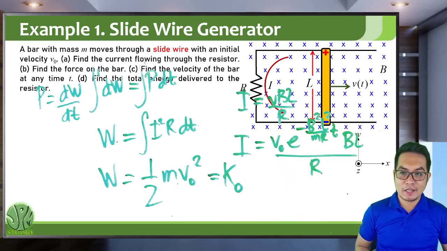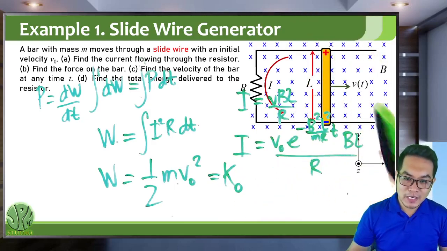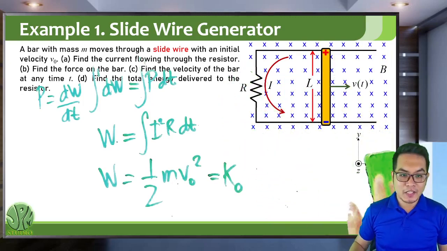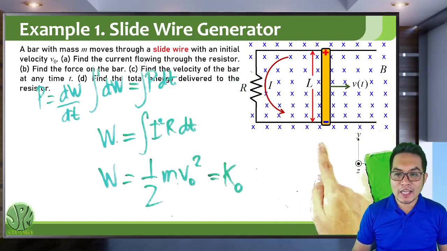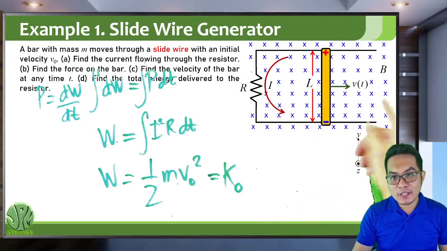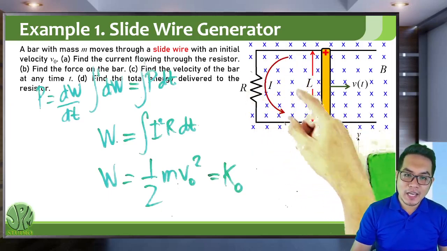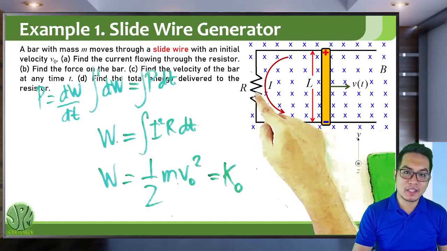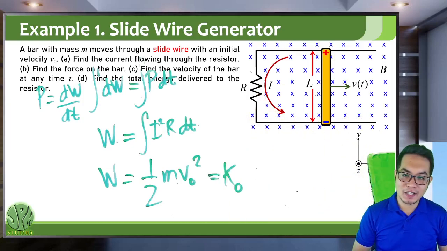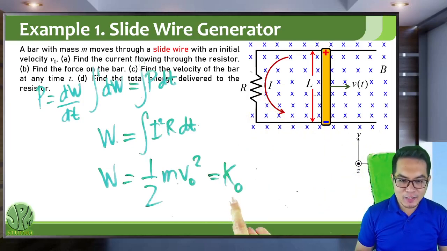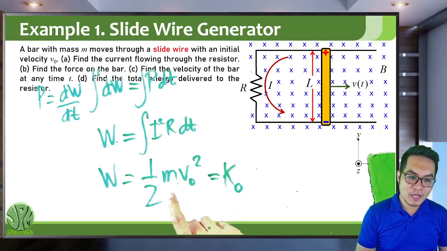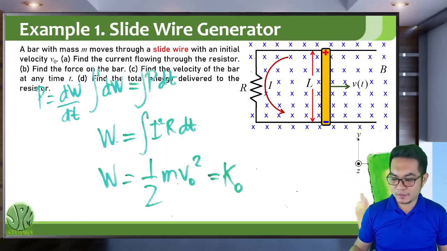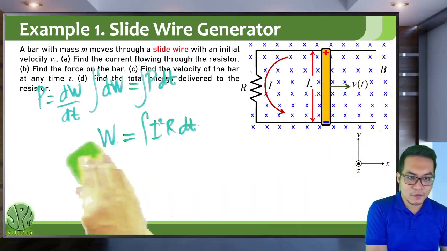And this is just equal to the initial kinetic energy of the bar. Because the initial velocity is v naught, its initial kinetic energy is 1/2 m v naught squared. So all of the kinetic energy of the bar is just converted into electrical energy and dissipated, or delivered to the resistor. It's actually lost in the resistor. And in that case, when all of the total energy is given to the resistor, the bar now stops moving. Okay, so that is for letter D.